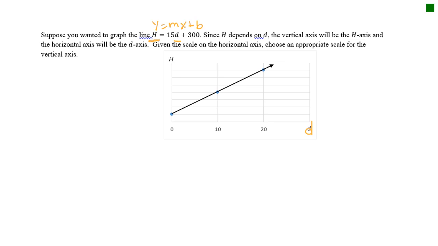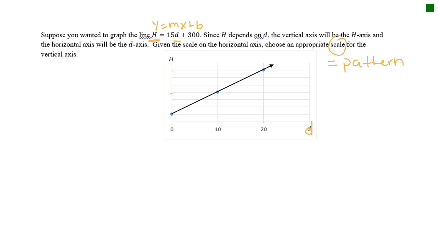Choose an appropriate scale for the vertical axis. All right, what is scale? Scale is like the pattern. So they're asking you for the scale of h. However, if you notice, h does not have any values. We have inputs, we have 10, we have 20, but we do not know the outputs. I don't know what goes there. So all we have to do is use our equation and use our points.